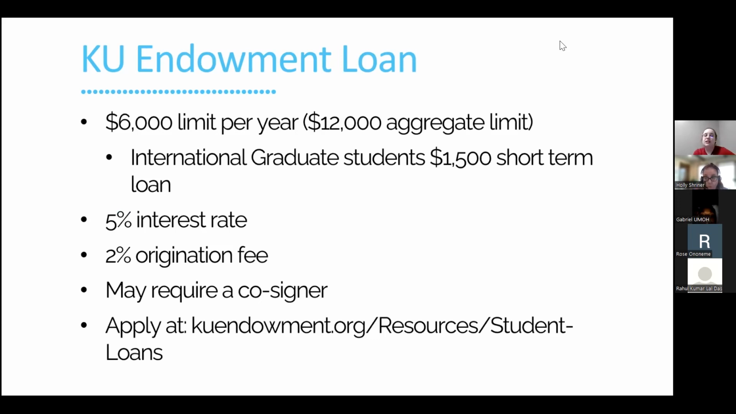All of these loans have a 5% interest rate with a 2% origination fee. They typically require that you have a cosigner unless you yourself make $25,000 or more annually. To get more information about that or apply for those, it'll be directly through the KU Endowment office, and they'll have their contact information at kuendowment.org. You'll be able to find more information about their student loan program.